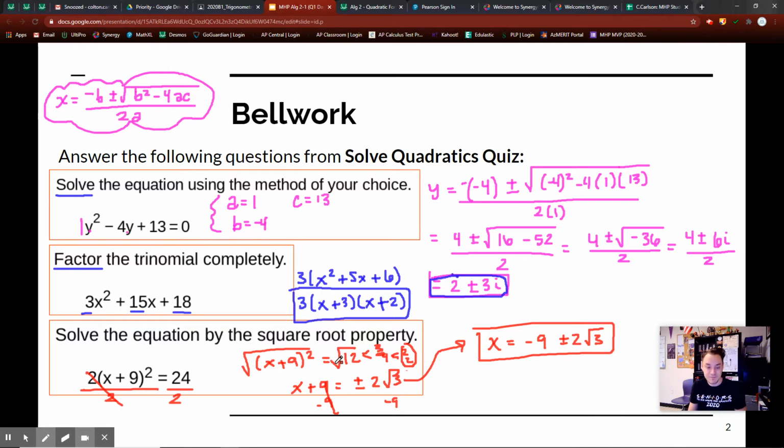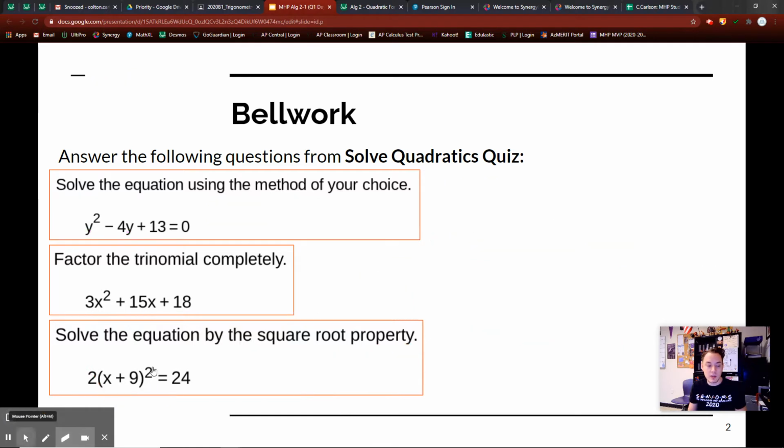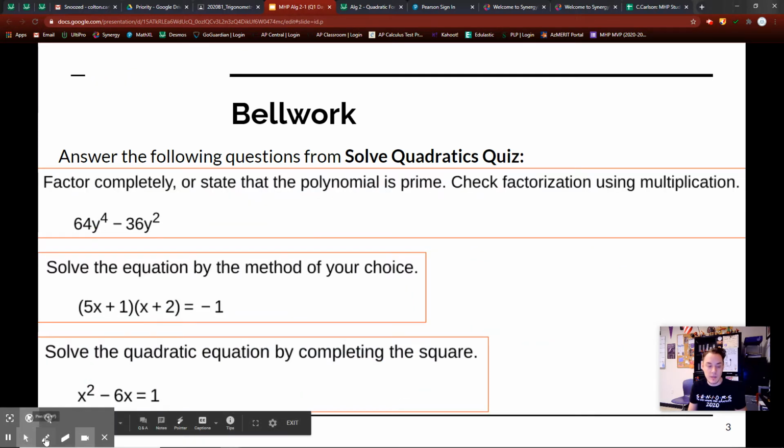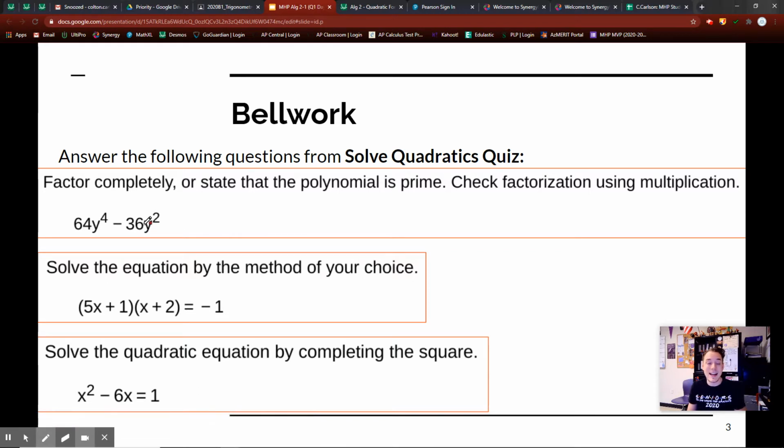Okay, awesome. So let's erase this and let's go on to our last three questions here. This first one is again factor completely. It does not say to solve. Okay, so I'm not going to solve it. I'm not going to ask what x equals. I'm just going to factor it like I normally would without any equal sign.